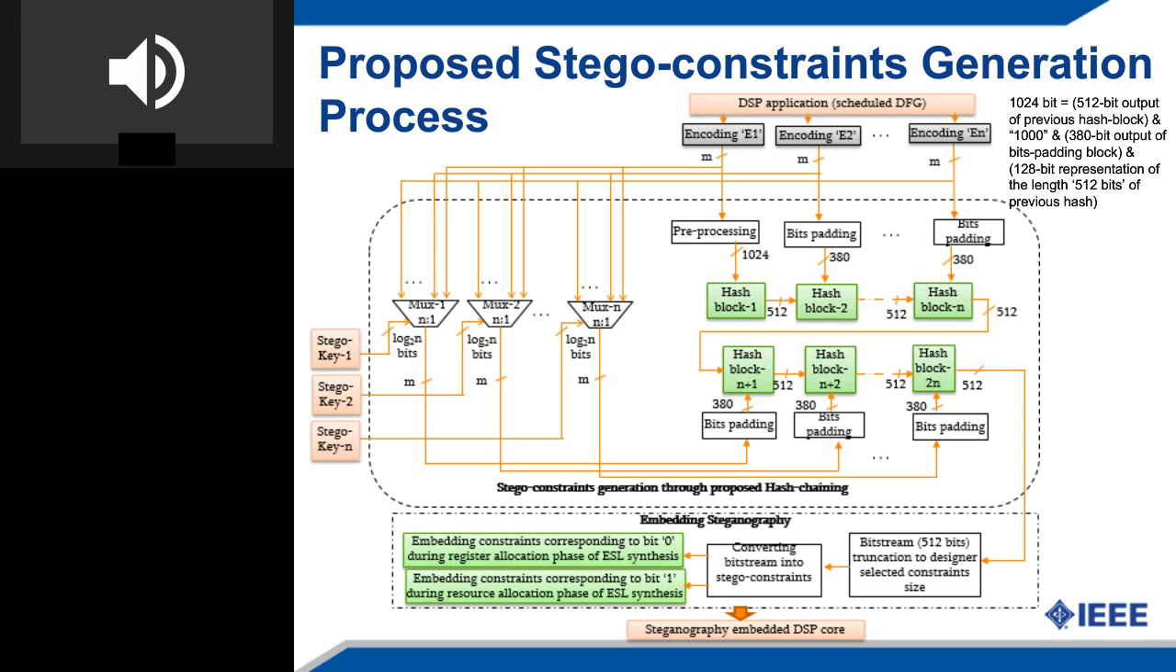And we also have two different types of hash blocks. One is a regular hash block, the second is a key-driven hash block. So the regular hash block is from hash block number 1 to hash block number n, and the key-driven hash block is from hash block n+1 to hash block twice n.